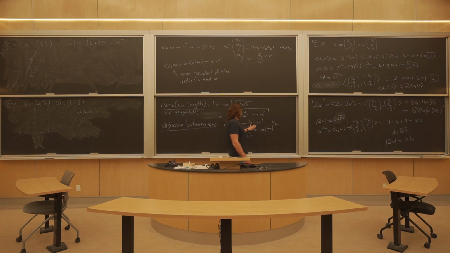Now, if I were to look at the distance between v and w, according to this definition, it is nothing but the norm of their difference. Now, what is this vector? This is (1, 8) in norm. So that norm is 1 plus 64 is 65, and then take the square root, root 65.